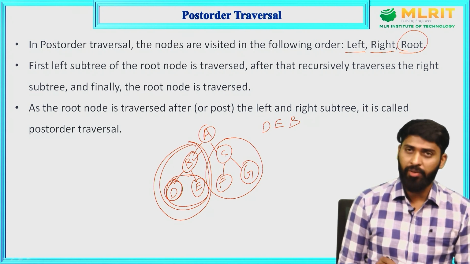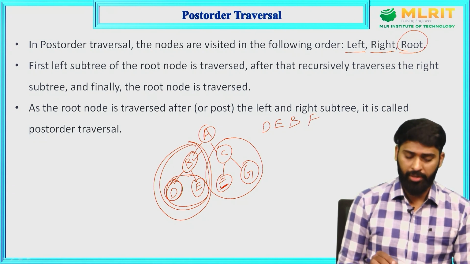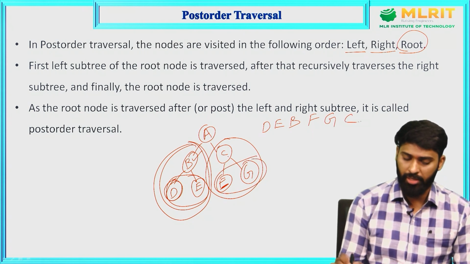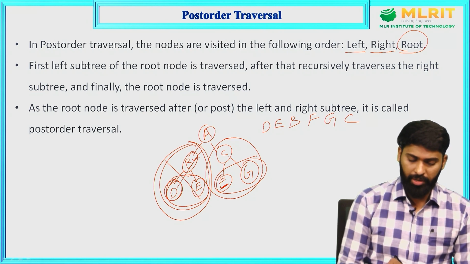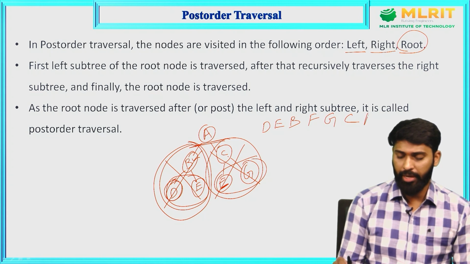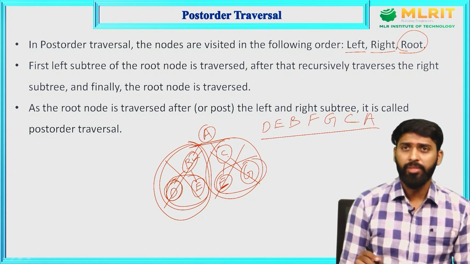Now, in this C, F, G again move to left side, so it prints F. After F move to right side, that is G. After completion of these two, again we print the root of this F, G, that is C. Now, left is over, right is over. Then we print root. What is root? A. Okay. So, this is the post order traversal for this tree.